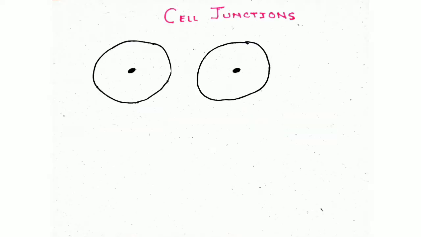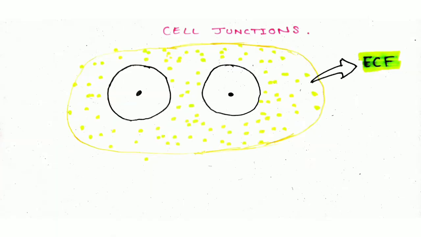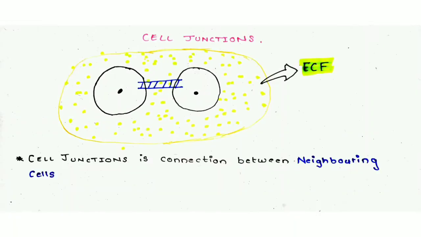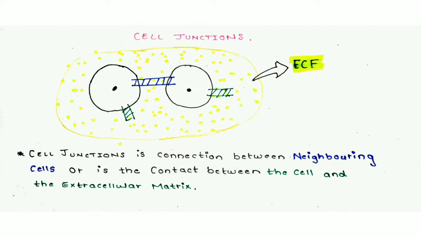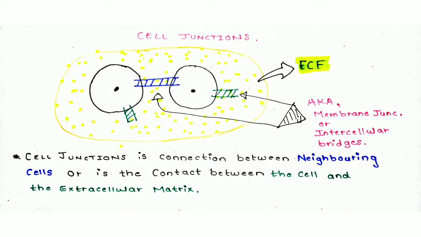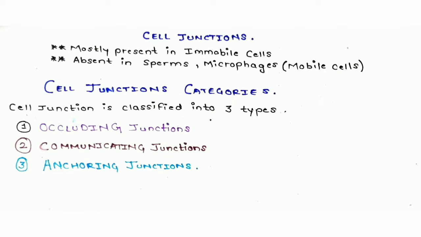So first, what is cell junction? Consider these two cells. The cells are surrounded with a fluid called ECF, that is known as extracellular fluid. So the cell junction is the connection between neighboring cells, or it is the contact between the cell and the extracellular matrix. The cell junction is also known as membrane junction or intracellular bridges, as you can see in the image. Cell junctions are mostly present in immobile cells.